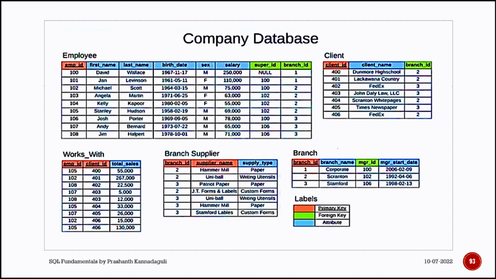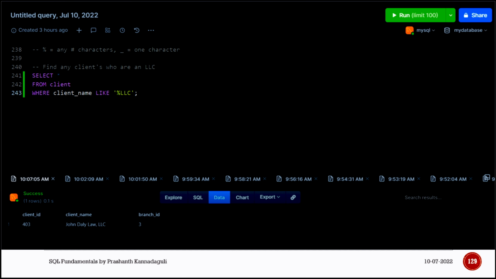Okay, so this is what I mean. Look at the answer. Find any client who is an LLC means select all, there may be any number, from which particular table? I have to look at a particular table, where again I have to tell a condition. Client name. You see the new keyword LIKE.